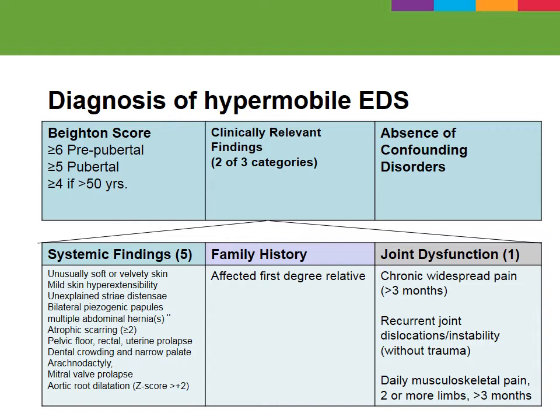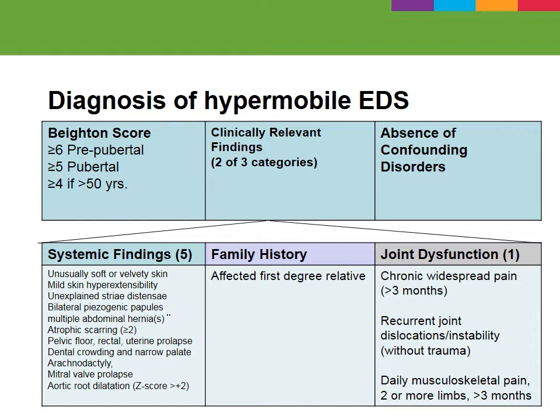All of those last 4 findings are more commonly seen in Marfan syndrome, and so we must take care not to mistake these 2 conditions. For family history, there must be an affected first-degree relative, and that relative must have been identified and diagnosed independently. It does not count to have one patient with systemic findings and another patient with joint dysfunction and to place them together and call that the family history. One person must have both systemic findings and joint dysfunction to count as that affected first-degree relative.